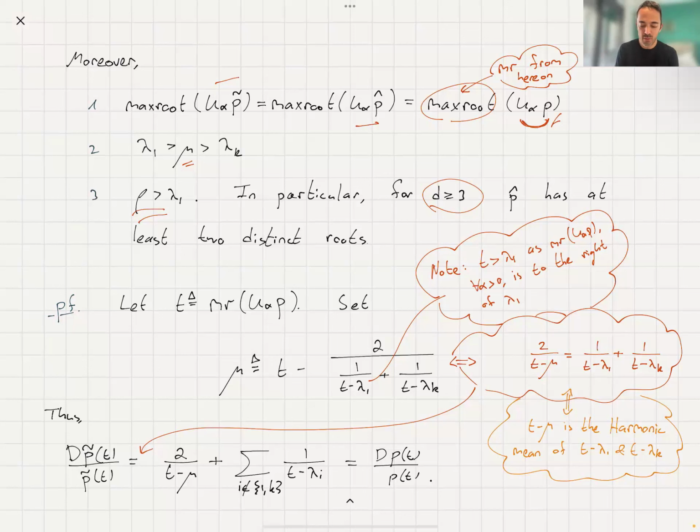So the first thing we'll do is define T as the max root of U alpha P. If you remember, what you want to prove in the first place is that the max root of U alpha P, which is the main player in this act, is shared with the max root of U alpha P hat and P tilde.